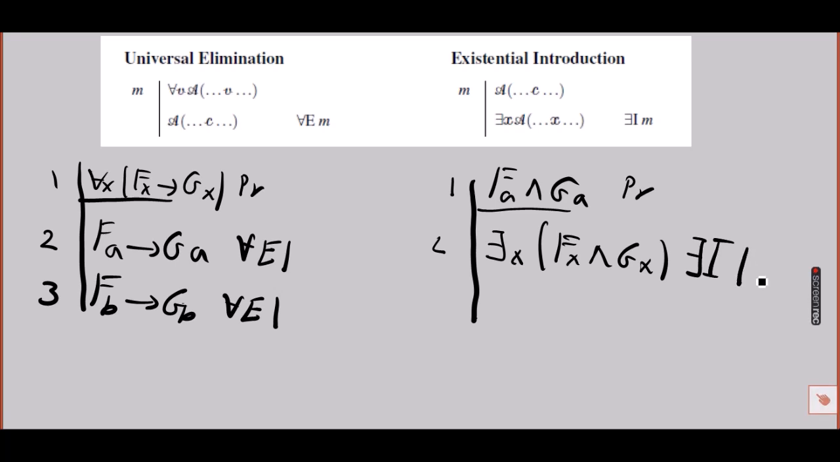There are other formulas that have Fa and Ga as an instance. For example, here is another existential. There is some x, Fa and Gx. Line 1 is an instance of line 3 as well. If you eliminate the existential quantifier on line 3, you are left with Fa and Gx, then you replace x with a, you get Fa and Ga. So 1 is an instance of 3 as well. So if you want to, you can get 3 from 1 using existential intro.